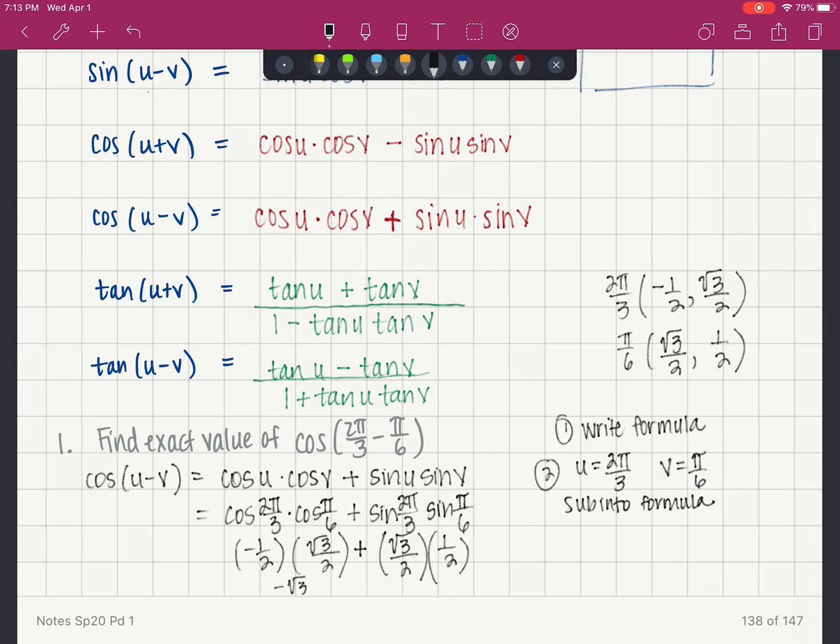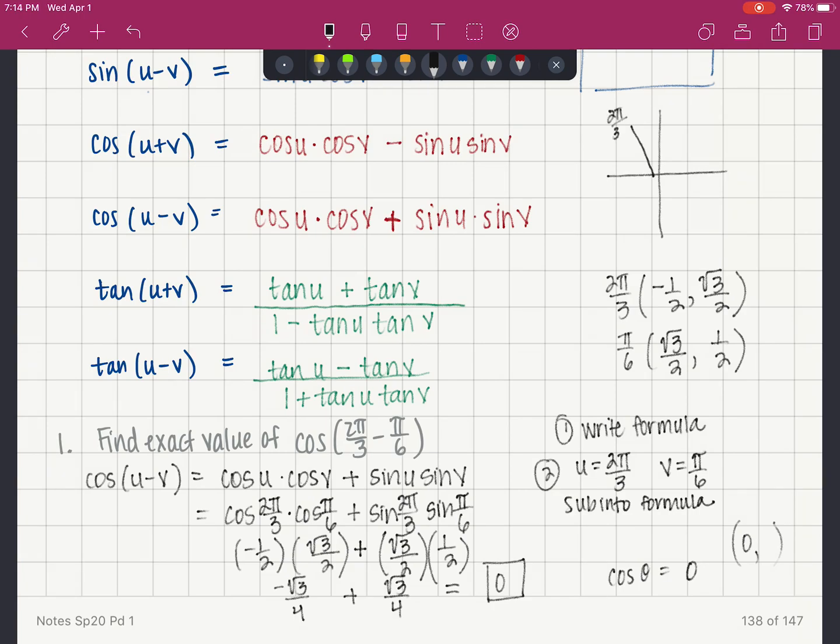So this is a very interesting one. We've got negative square root of 3 over 4 when I multiply those two fractions straight across, plus the square root of 3 over 4. These are additive inverses, so when we add a number and its additive inverse, we get 0. Now the cosine of an angle is going to equal 0 when the x value is 0. So when I subtract 2 pi over 3 minus pi over 6, I must be getting pi over 2.